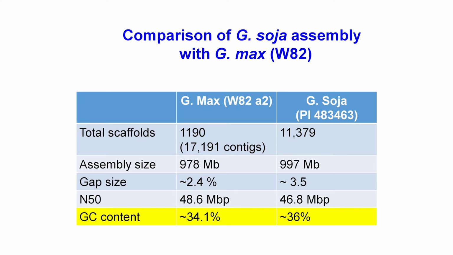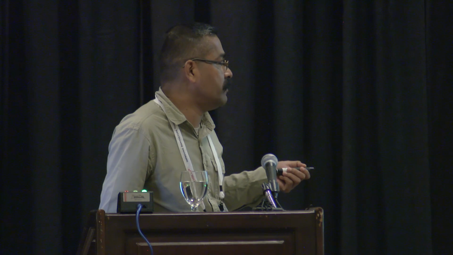We compared this with the available Williams 82 genome. The total scaffolds in Williams 82 is about 1,200, and in the soja we got about 11,000. The assembly size is 978 MB, and in our case we got about 997 MB, so it's bigger. The gap size in G. max, the cultivated, is about 2.4%, and in the wild it's 3.5% gap. And the N50 is pretty impressive.